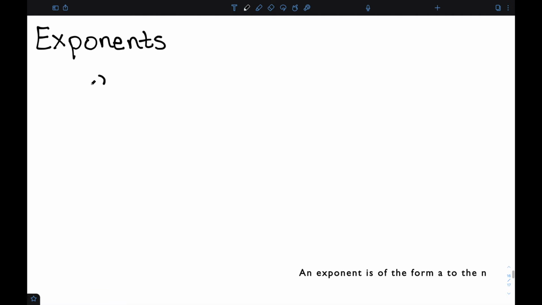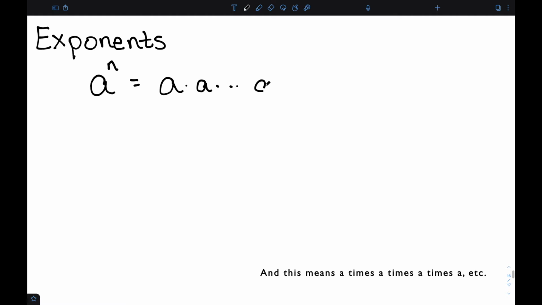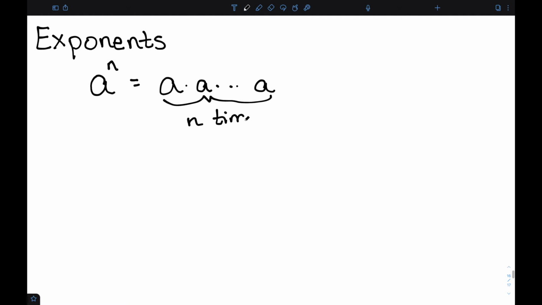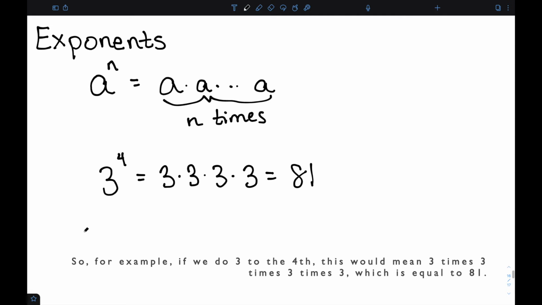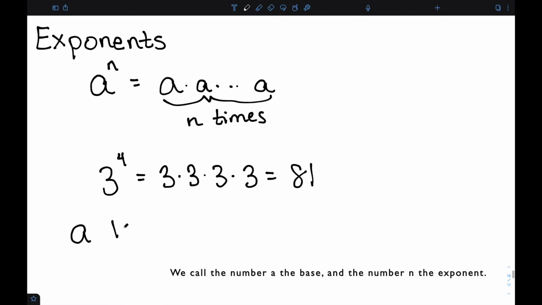So an exponent is of the form a to the n, and this means a times a times a times a, etc., a total of n times. So for example, if we do 3 to the 4th, this would mean 3 times 3 times 3 times 3, which is equal to 81. We call the number a the base, and the number n the exponent.